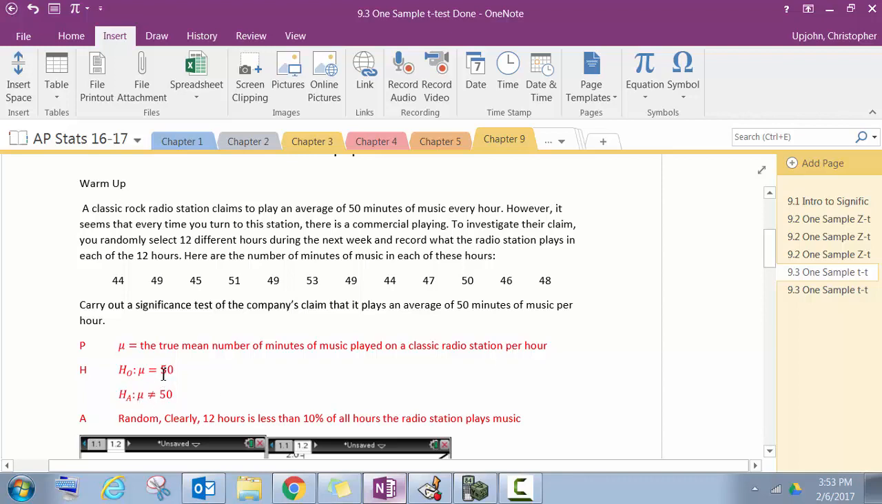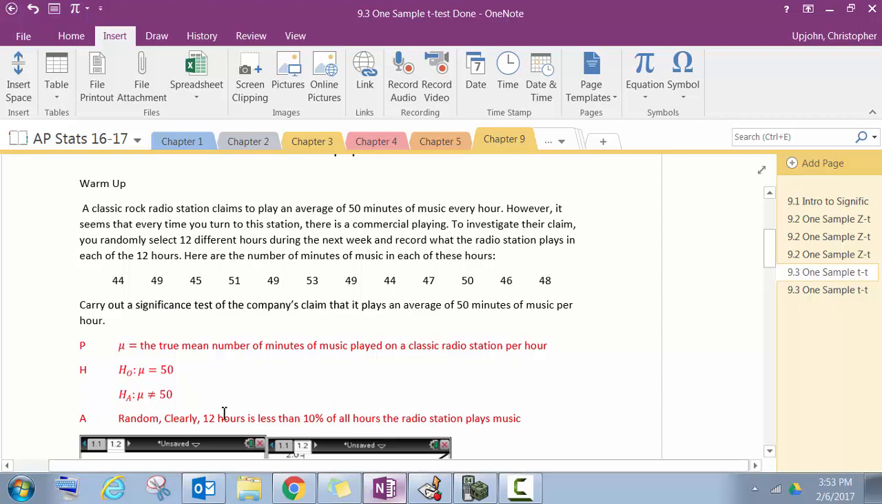Our null is that mu equals 50, because that's what the radio station claims, and it's always an equality. And we're saying it's different. We're not saying that it's more or less, it's just different. So it's not equal to. That's the alternate hypothesis. Now our assumptions for our mean, it's got to be random.